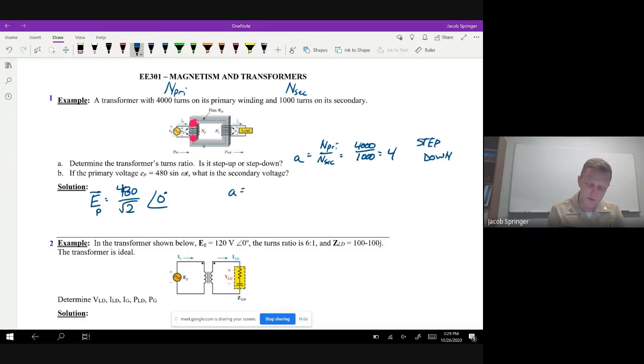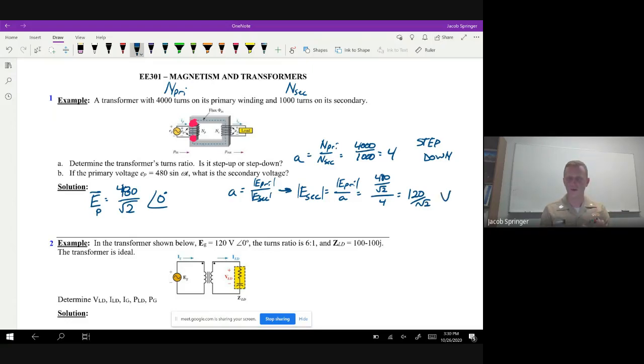Well, we have A is equal to E primary over E secondary. I need to solve for E secondary. So I take E primary and I divide it by A. Pretty straightforward. Now remember, these are just the magnitudes. On the equation sheet, it shows it with the bars, and it's not bolded and it doesn't have a vector on top. It's just making sure that you're very clear. But I'm taking 480 divided by root 2 over A, which is 4. And I get 120 divided by the square root of 2. And that is volts. I don't have a vector yet.